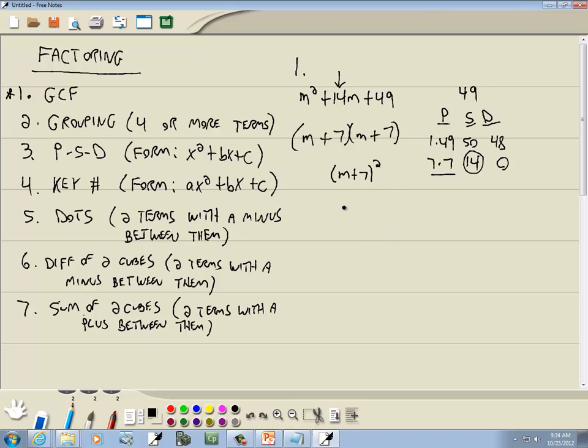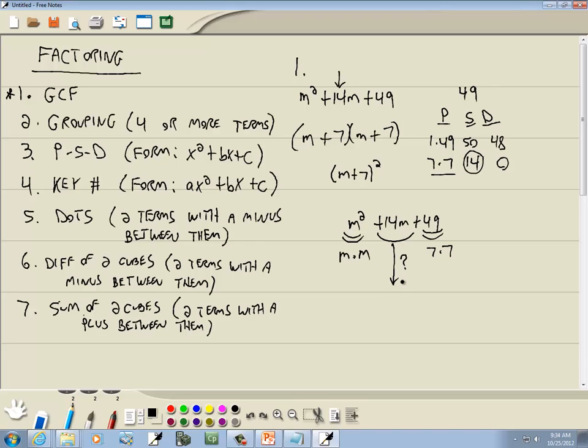Okay, let's look at the perfect square trinomial. If we've got m squared plus 14m plus 49. Now, this right here is m times m. And this one is 7 times 7. That has to be true for this to work, by the way. You have to be able to rewrite the first term as something times itself and rewrite this one as something times itself.